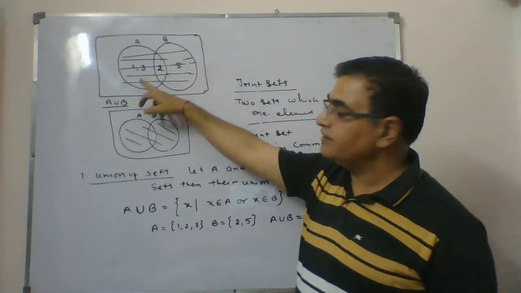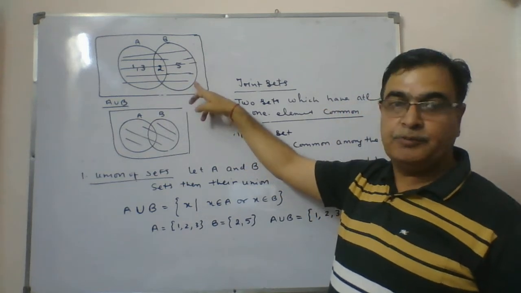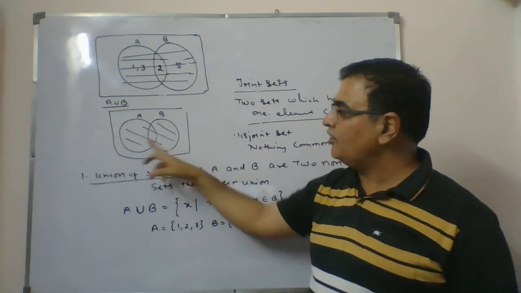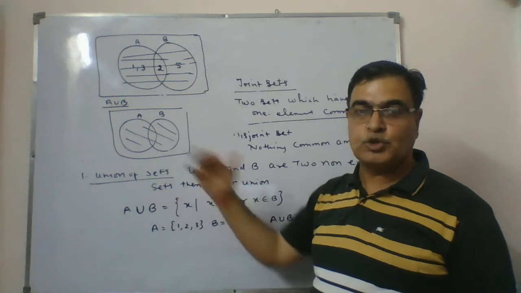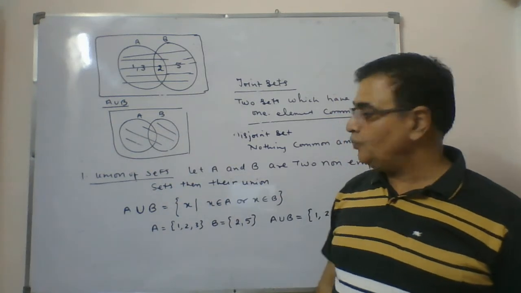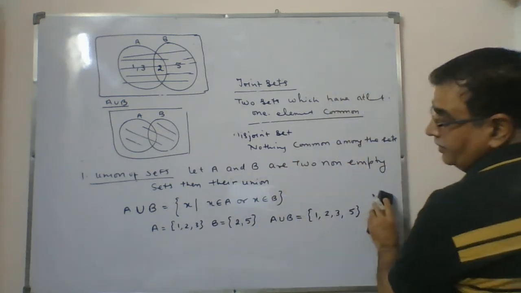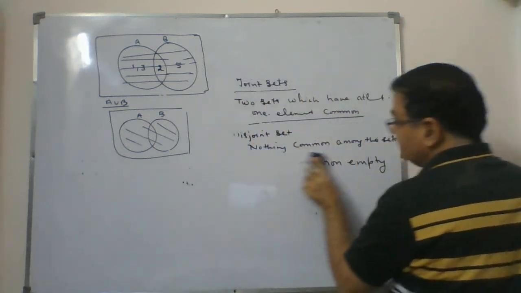This is when numbers are given, I'll say A union B will be this. And when numbers are not given, and they only say to show A union B on the Venn diagram, this will be the way you will write it. But there are certain more cases in union.